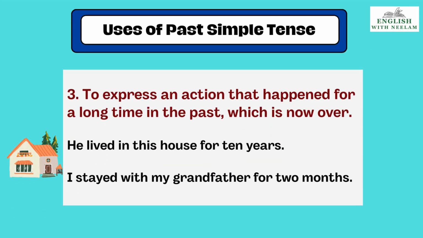Third is to express an action that happened for a long time in the past, which is now over. He lived in this house for 10 years. I stayed with my grandmother for 2 months.